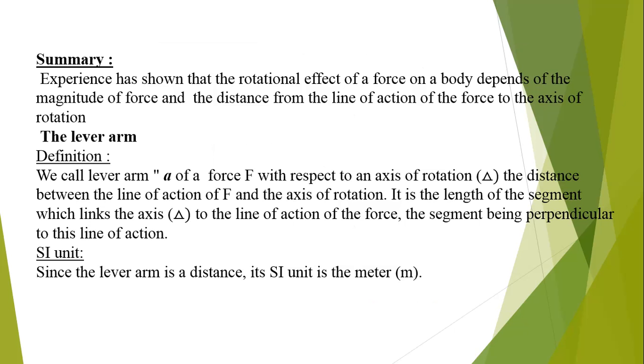So we can deduce that the rotational effect of a force on a body depends on the magnitude of the force and the distance separating the line of action of the force from the axis of rotation. Now, the lever arm. Definition: we call lever arm A of a force F with respect to an axis of rotation delta the distance between the line of action of F and the axis of rotation.